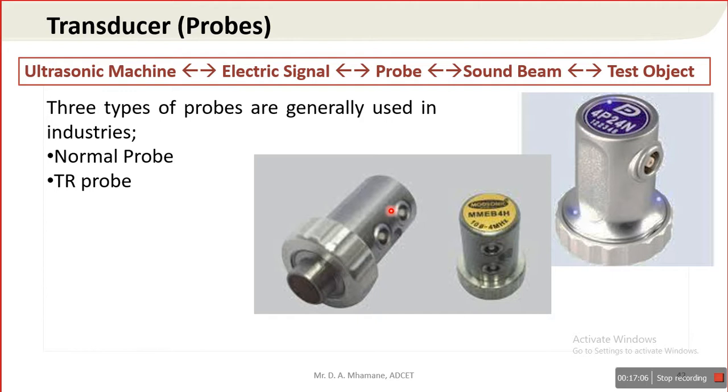So this is the difference between normal probe and TR probe, or dual crystal probe. In the normal probe, a single crystal is used. In the TR probe, two different piezoelectric crystals are used inside the probe. Dual crystal probe requires two different connectors. Normal probe requires a single connector only. The third type of probe is angle probe.